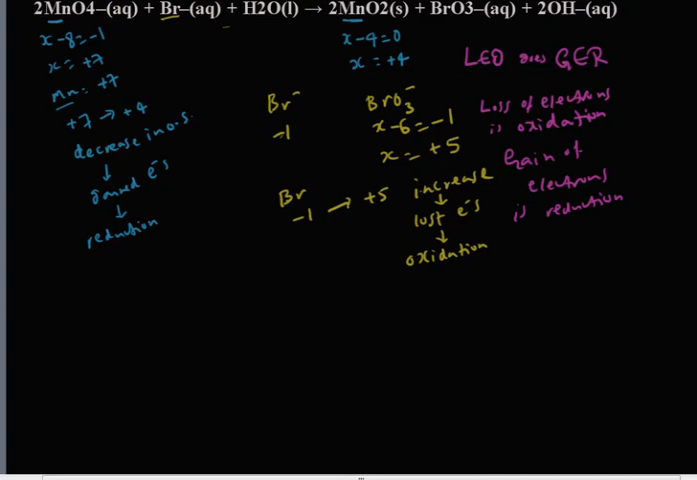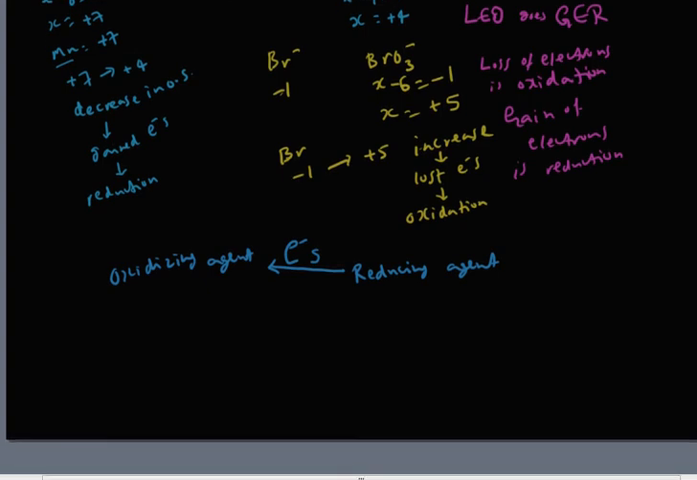To do so, let's write this word equation. So here is my oxidizing agent. This is my oxidizing agent. And this is my reducing agent. So what is the connection between these two? Well, a reducing agent gives electrons. So a reducing agent gives electrons to the oxidizing agent.